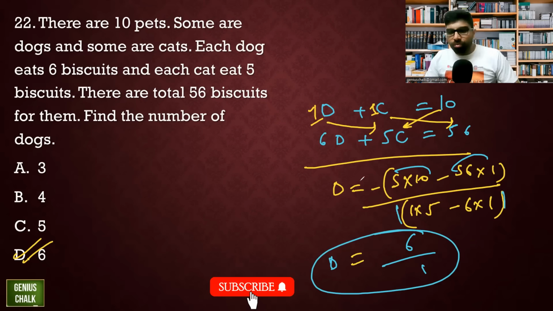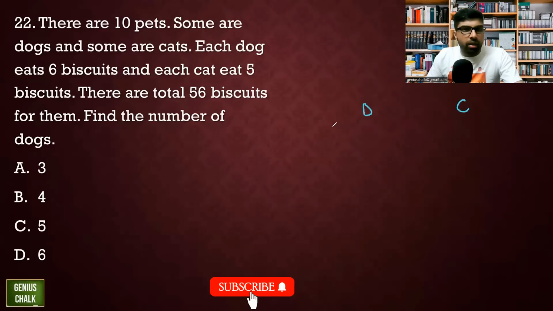So this is 6, number of dogs are 6. So this is another way we can solve. Next way is, which we have just discussed, that is if dog and cat. So if suppose dog also eats 5 biscuits, cat is already eating 5 biscuits, actually dog is eating 6 biscuits.